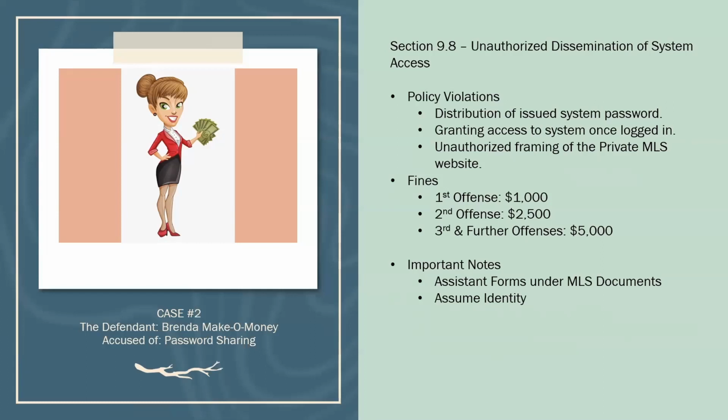So the way to get around this, again, is use your assistant forms and have the assistant assume identity. The system is able to track who's logging in where. If you're 50 miles apart and you log in within 5 minutes of each other, someone's sharing passwords. It will track it and it will let us know.